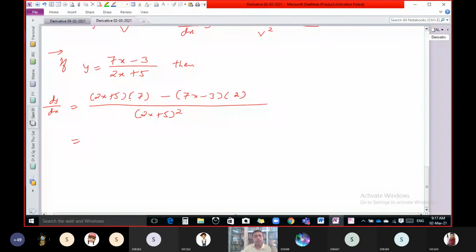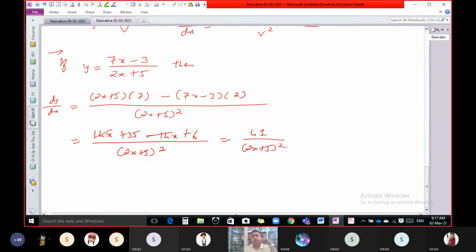So what is the simplification? 14x plus 35 minus, if you multiply it by 2, we get 14x, and 3 twos are 6, and this negative negative is positive, so we have to write plus 6 upon 2x plus 5 the whole square. You can cancel this, so our final answer is 41 upon 2x plus 5 the whole square. So this is the way to find out the answer.